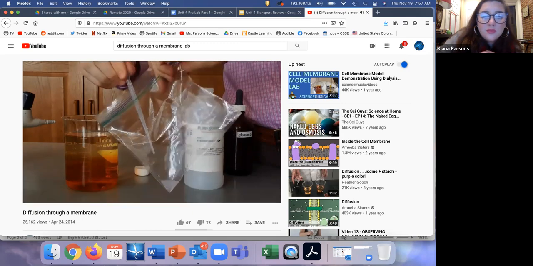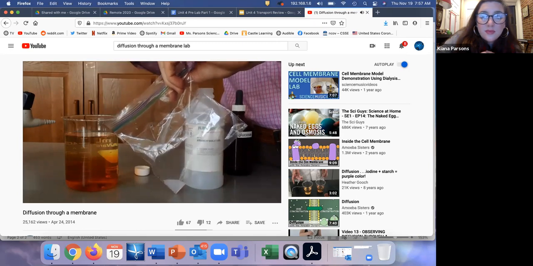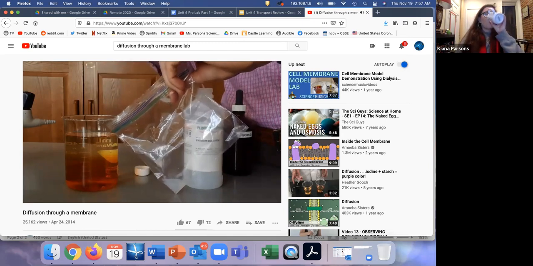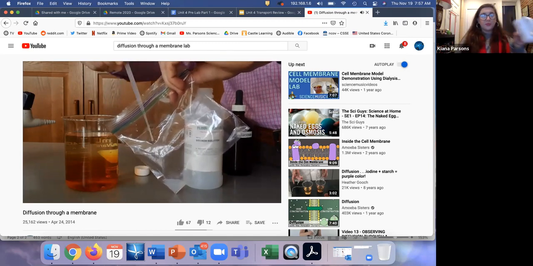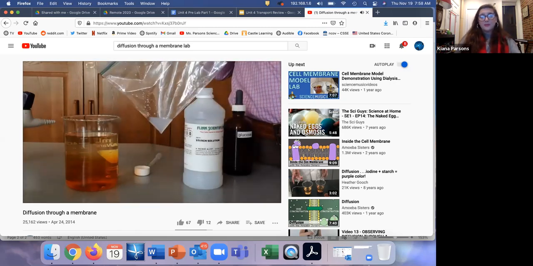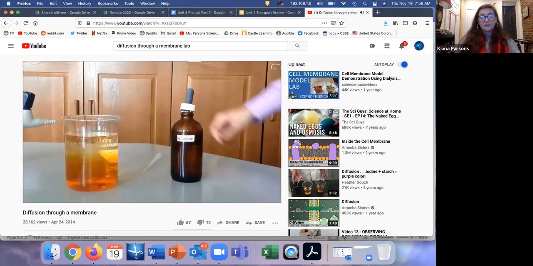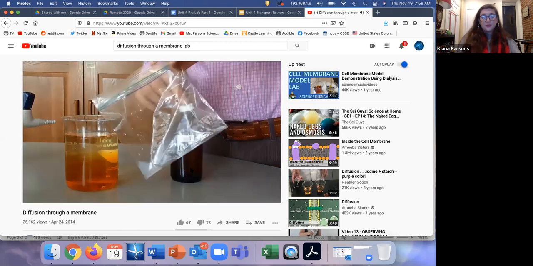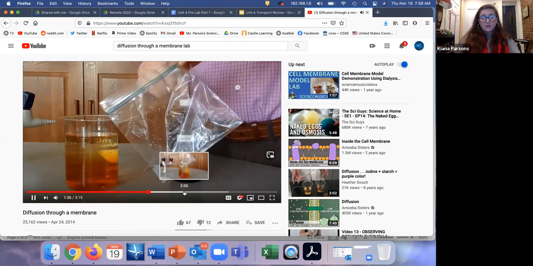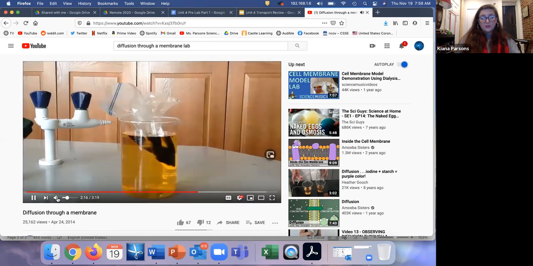The bag is serving as a membrane. It's not exactly the same as a cell membrane, but it still has essentially small openings in the bag that can allow for certain things to pass through based on their size. Each other, they make a dark purple color.